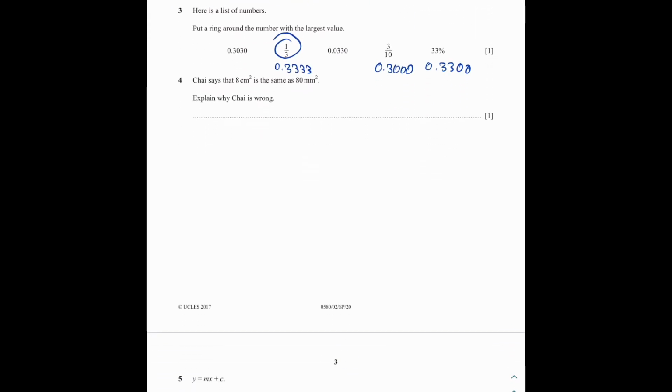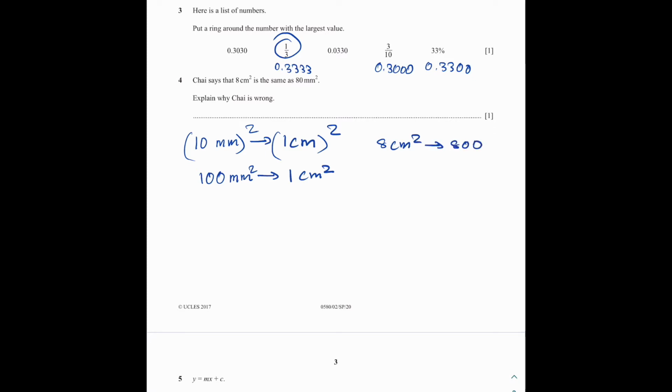Chai says 8 centimeters squared is the same as 80 millimeters squared. Explain why Chai is wrong. If you look at your regular ruler, you will notice that 10 millimeters is 1 centimeter. Let's square both sides now. Squaring both sides tells us that 100 millimeters squared is 1 centimeter squared. So this means that 8 centimeters squared is actually 800 millimeters squared.